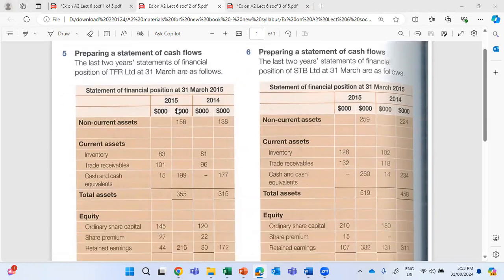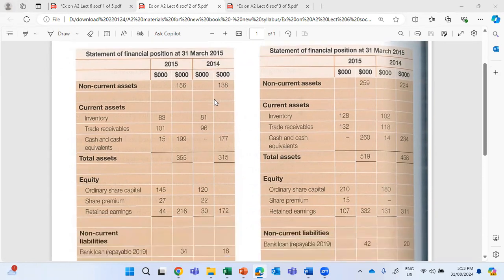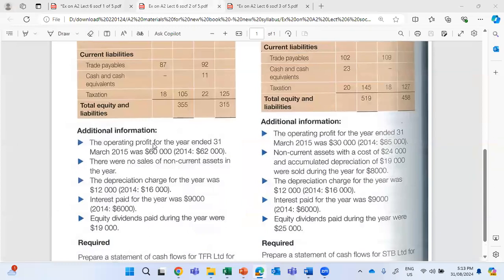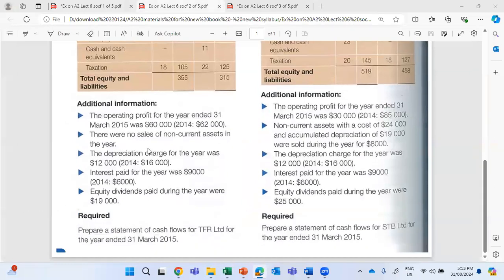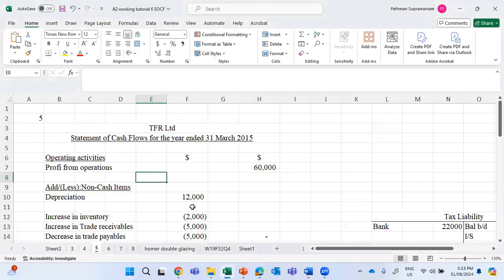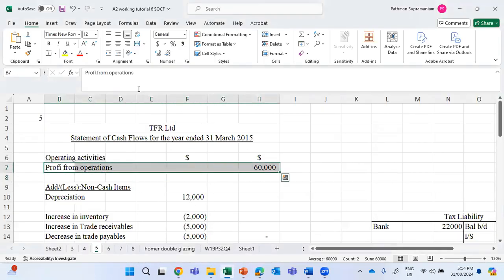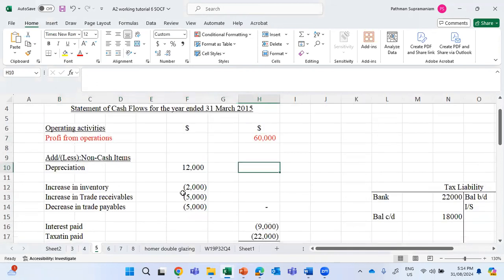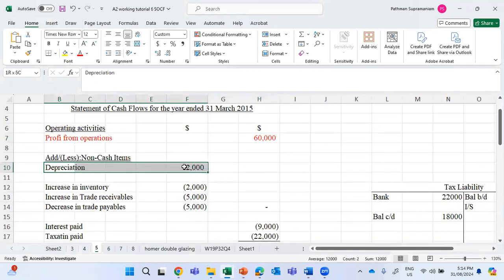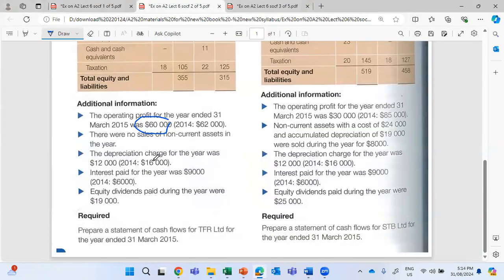We are given 2 years of SOFP. Current year is 2015, last year is 2014. And then you're given additional information. As always, we need to start with the profit from operation. This year's profit from operation is 60,000, so that's how I get 60,000 here. Then the non-cash item: there's depreciation. Where do I get the figure from? Here. The depreciation charge for the year was 12,000. Remember, you need to take this year's expense and not last year's.